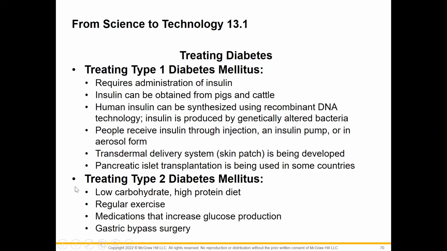They do that by changing their diet, so decreasing the amount of sugars and carbohydrates that the person is taking in, that is eating, and increasing the amount of protein-rich foods that a person is eating. Now, that protein-rich food could be meats, or it could be vegetables that are high in protein, but decrease carbohydrates, increase protein, also increase exercise amounts.